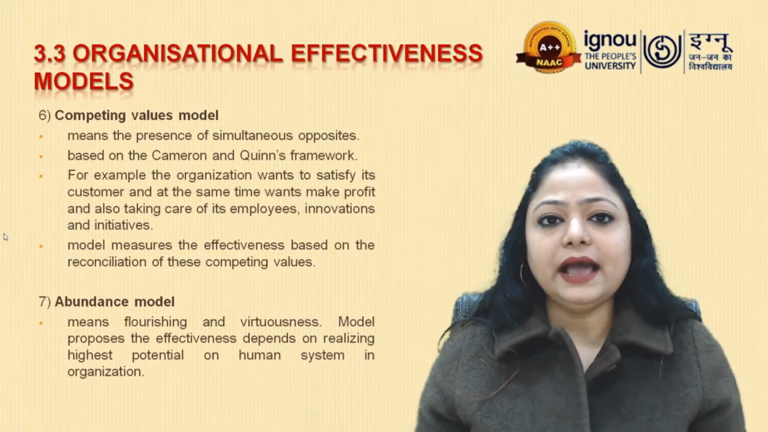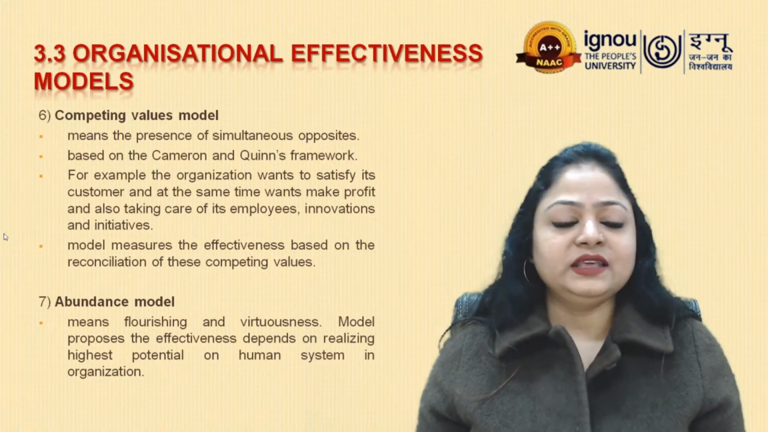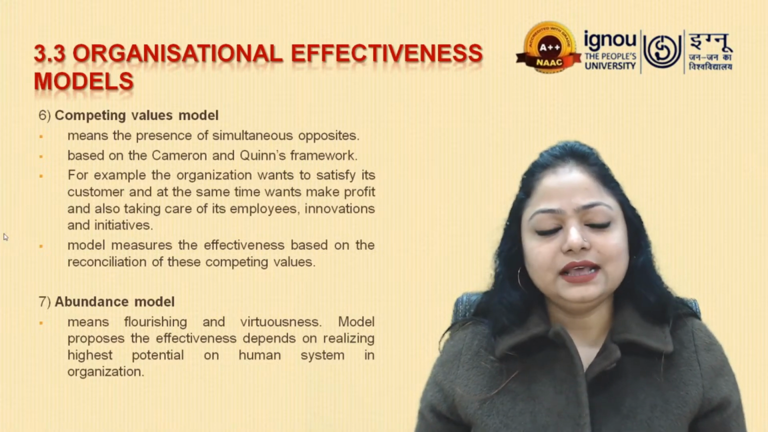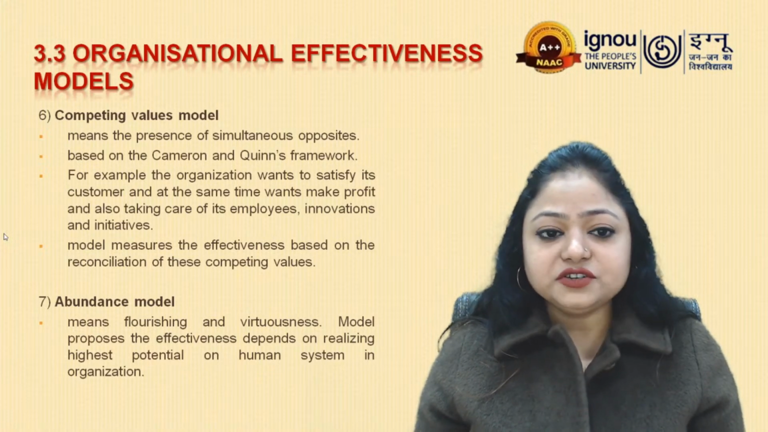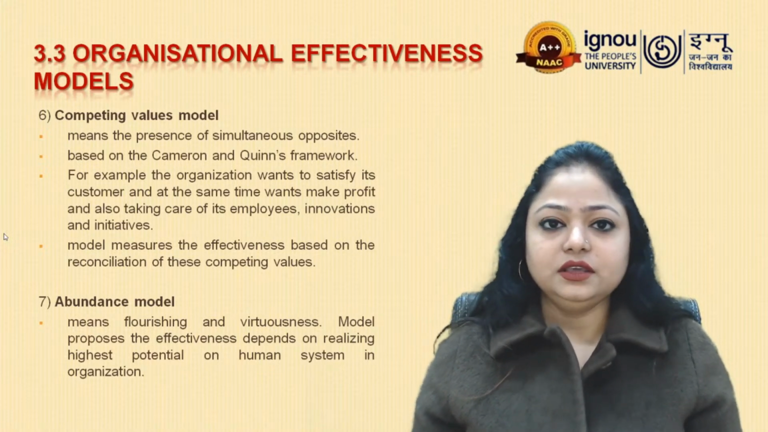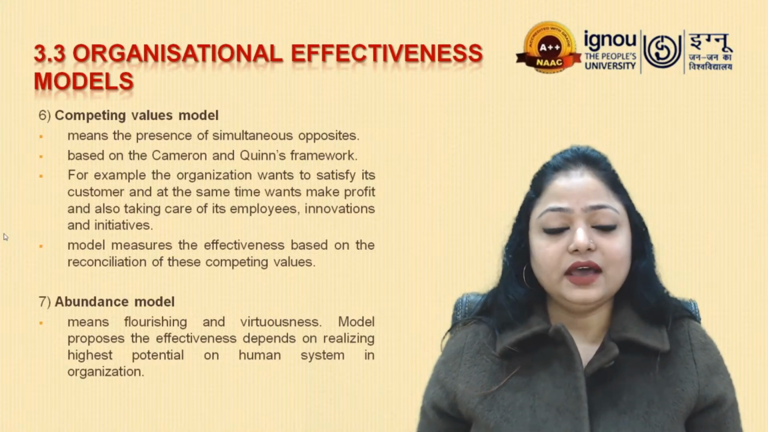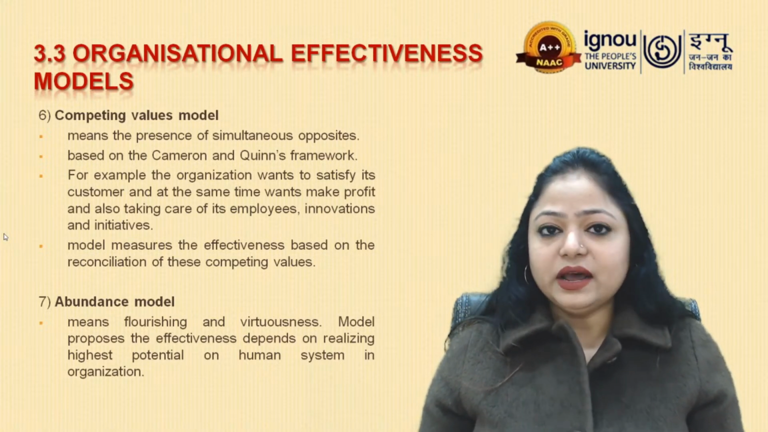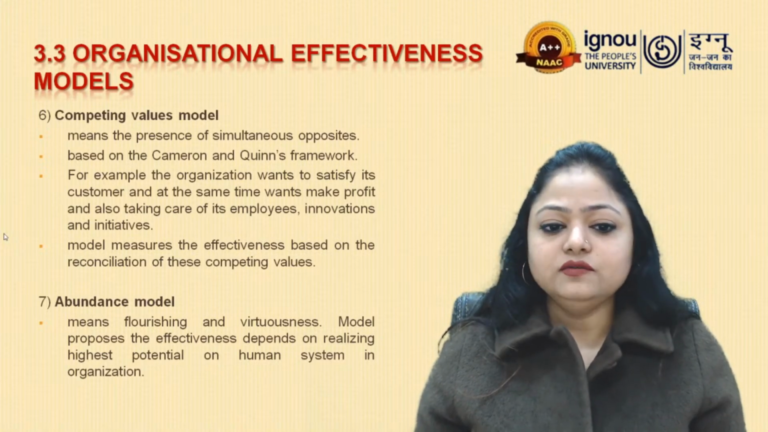So creating a balance between these competing ends or agents is what this model suggests. So we can view it as a model which is related to the contrast within the organizational environment, and thus acts as a model to evaluate the effectiveness. Then the last one here is the abundance model. It means flourishing and virtuousness.